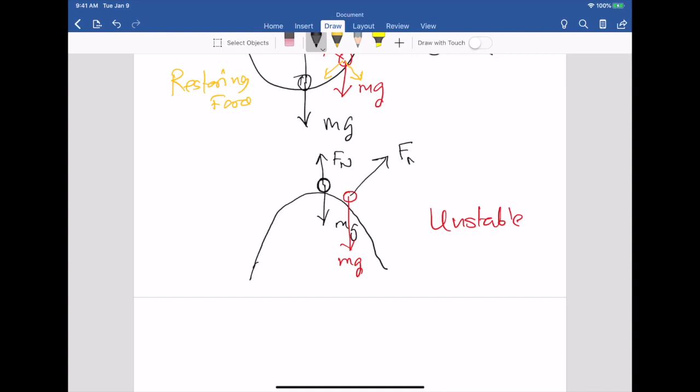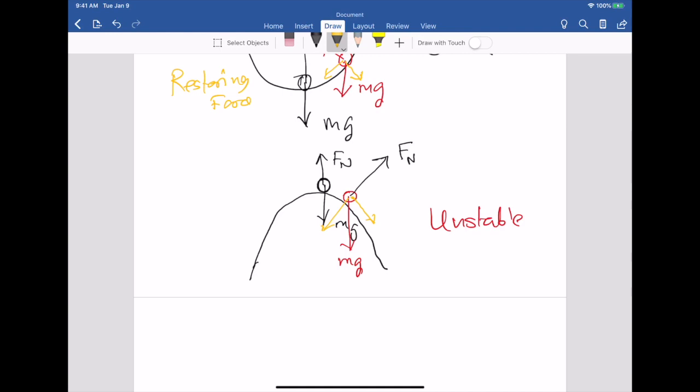Perpendicular to the bowl. mg can be broken up into two components, one in the radial direction and the other in the tangential direction. Okay, so you can see that the tangential component of mg now is trying to take the marble away from its equilibrium position. So there is no restoring force in this case, and so the particle, the system, never comes back to equilibrium. So hopefully that is clear.